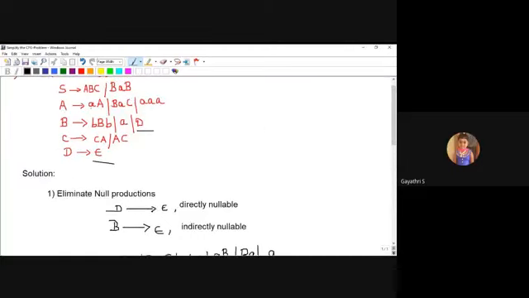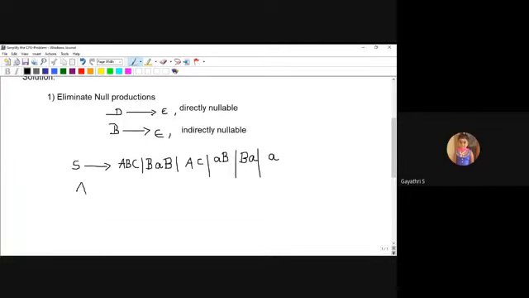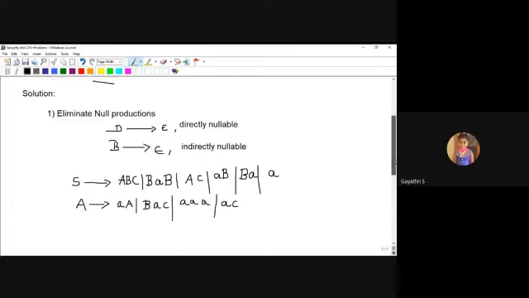Next, the A production. A gives AA, BAC, and AAA. I will write all three productions as they are: AA, then BAC, then AAA. In the first production, AA, there is no B or D, so leave it. In the second production, B is there. In the place of B, I replace epsilon, and the remaining result is AC. So the A production is also over.